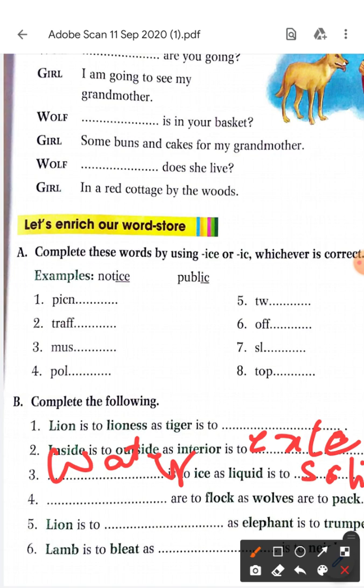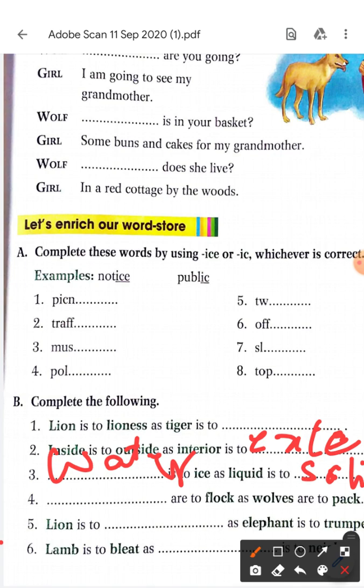Dash are to flock as wolves are to pack. We say pack of wolves. When we use collective nouns, we say pack of wolves. So, if pack is a collective noun, in the same way flock is also collective. Pack is used for wolves. For whom do we use flock? Sheep. Sheep are to flock as wolves are to pack.